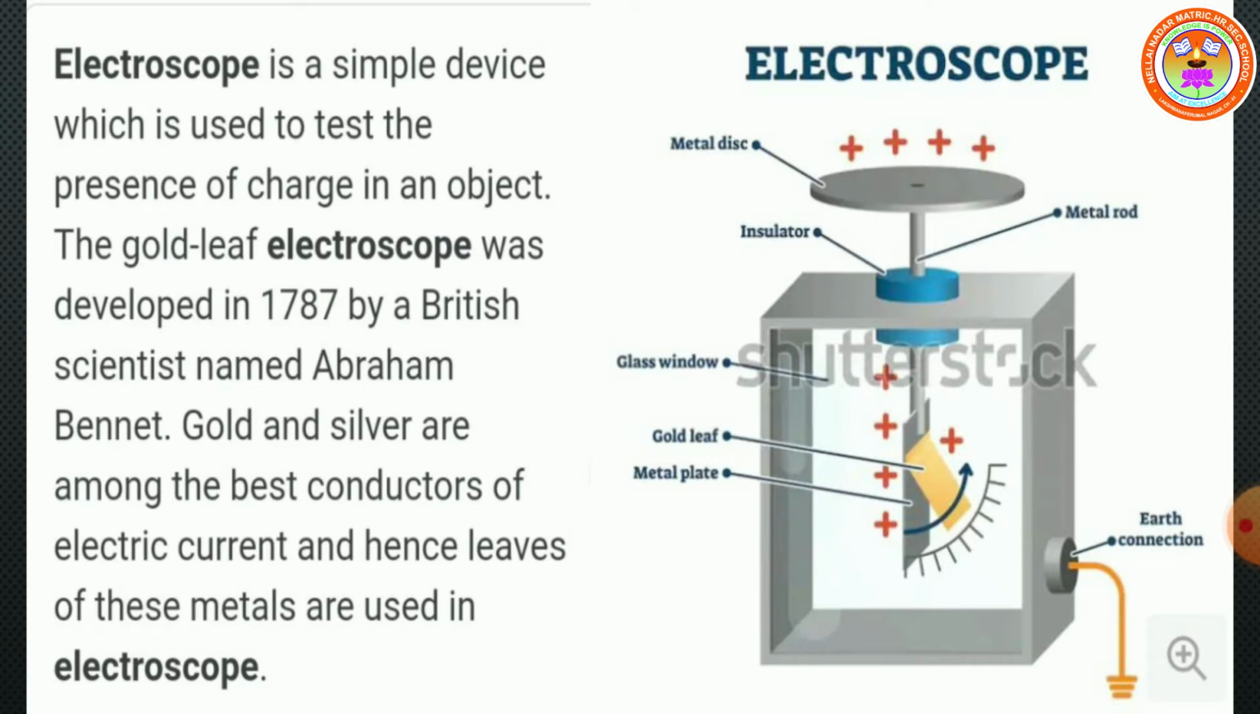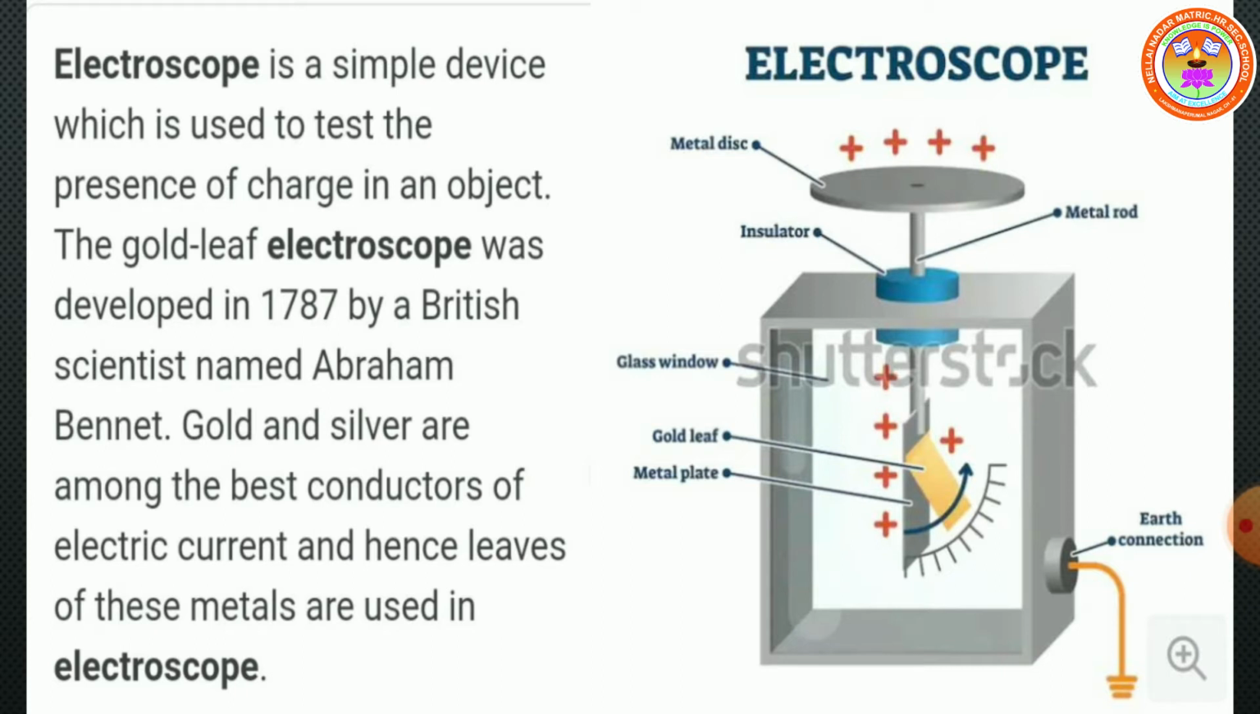The gold leaf electroscope was developed in 1787 by a British scientist named Abraham Bennett. Gold and silver are among the best conductors of electric current, and hence leaves of these metals are used in the electroscope. So, gold and silver are good conductors, they conduct electricity.